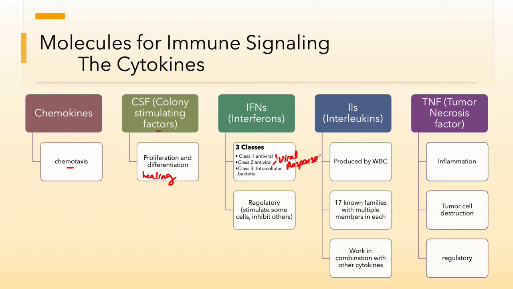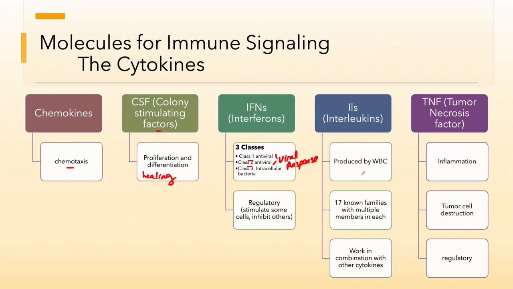Class 3 interferons are produced when intracellular bacterial infections occur. For the sake of this class, we're going to be talking mainly about class 1 and class 2. Also, the interferons can be regulatory. Interferons can stimulate other cellular activities and also inhibit some cellular activities. It all is going to depend on which cell those interferons interact with.